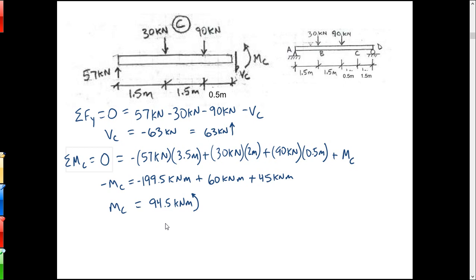And then the moment there, we've got the 57 has a 3.5 meter moment arm, negative because it's clockwise, 30 with a 2 meter moment arm positive, and 90 with a 0.5 meter moment arm positive, and then the unknown MC. Solve for MC, and it's 94.5. Okay. So we're good with that? Okay.